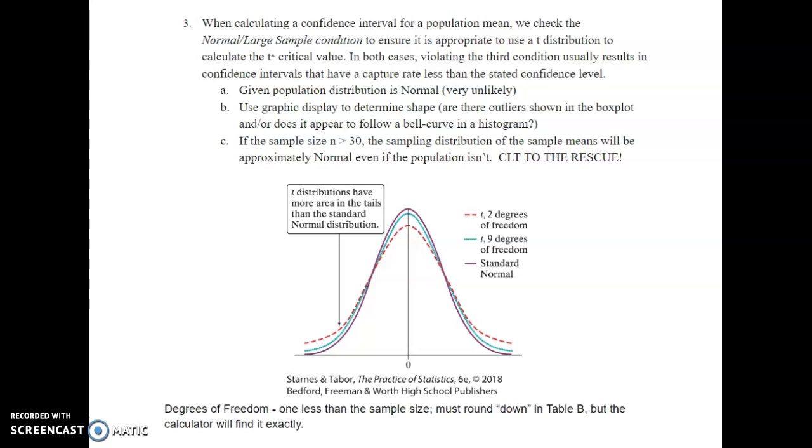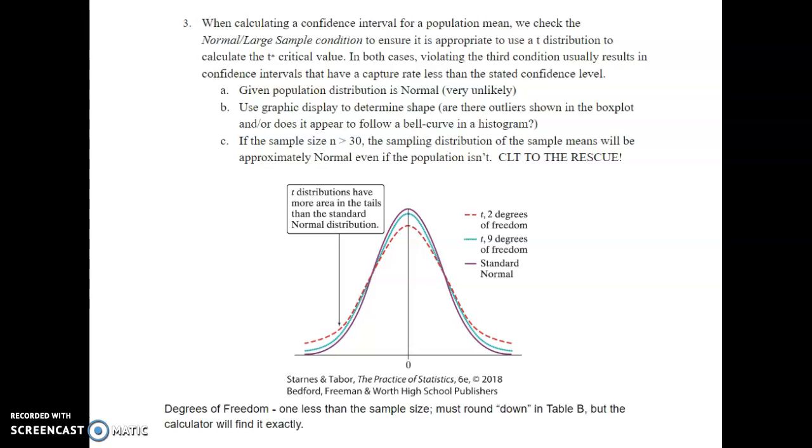I always just refer to it as shorter and fatter in the tails. And so that red dashed line is 2 degrees of freedom. It gets taller and sort of settles into a normal curve as degrees of freedom increase. Degrees of freedom for our one sample procedures are simply 1 less than the sample size. We talked about this back in chapter 1 when we were calculating standard deviation. We're going to use table B.